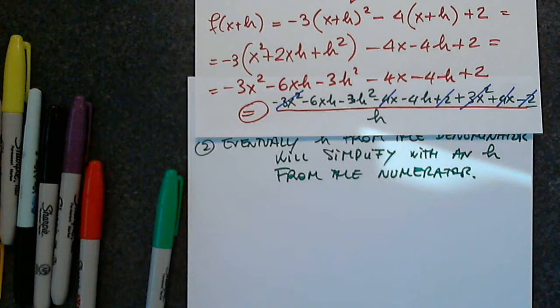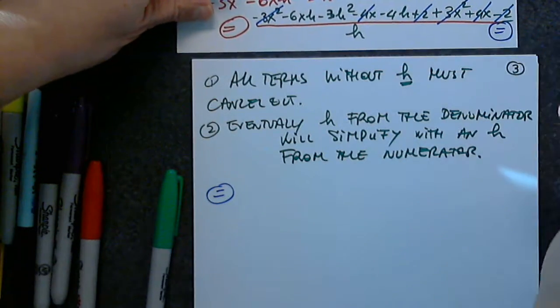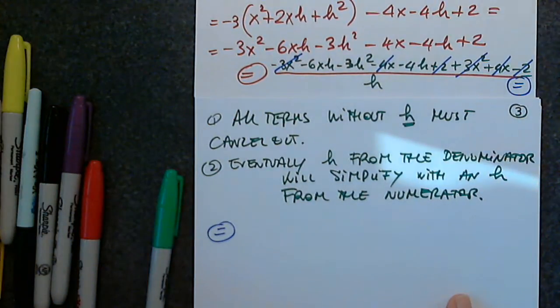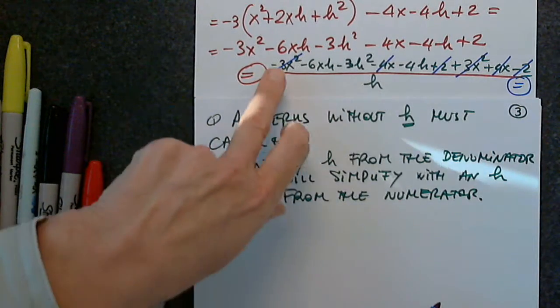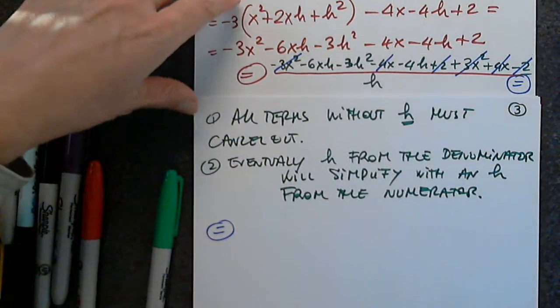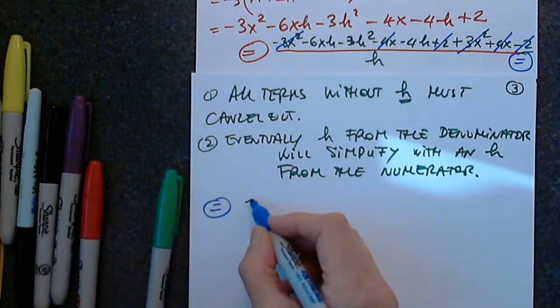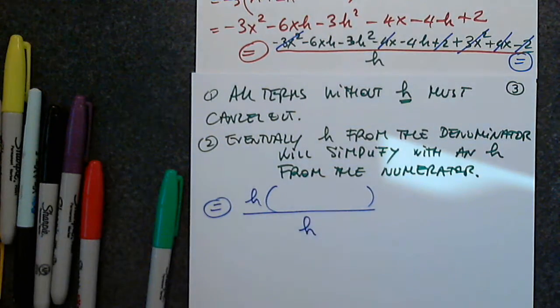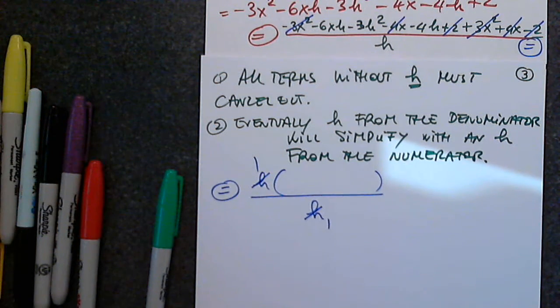So now let's take a look at the remaining terms. How many? Let's count them. 3. Do they all have a common factor? h. Exactly. So 1, 2, 3, h in common. And h in the denominator. We simplify by h and we get 1.